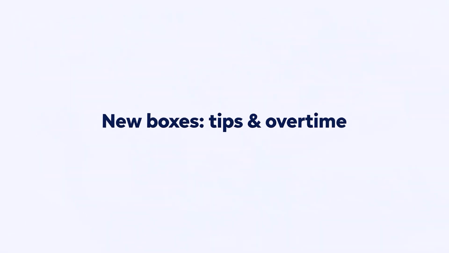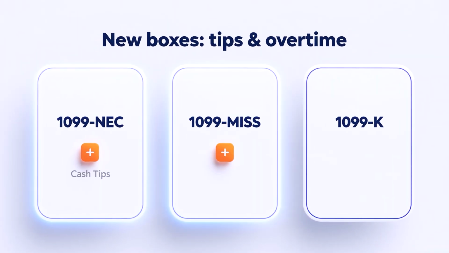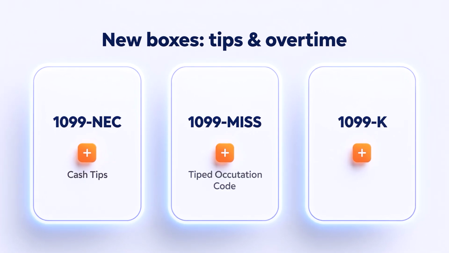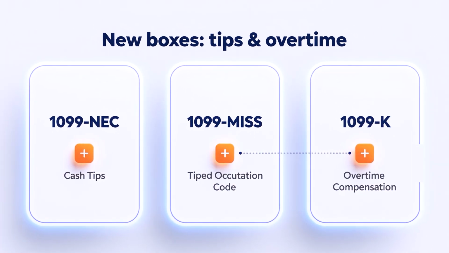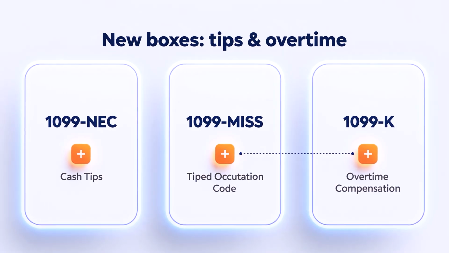If you have workers who earn cash tips or overtime, pay attention. Forms 1099-NEC, 1099-Miscellaneous, and 1099-K all added new boxes this year specifically for cash tips, a Treasury tipped occupation code, and overtime compensation. If your business hasn't been tracking this data separately, now's the time to start.